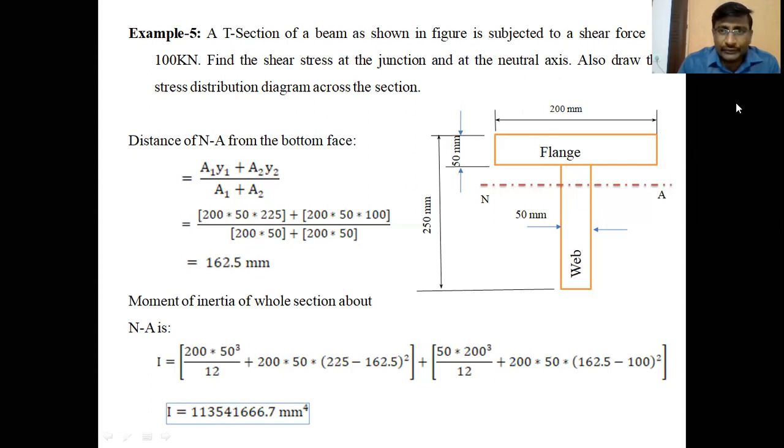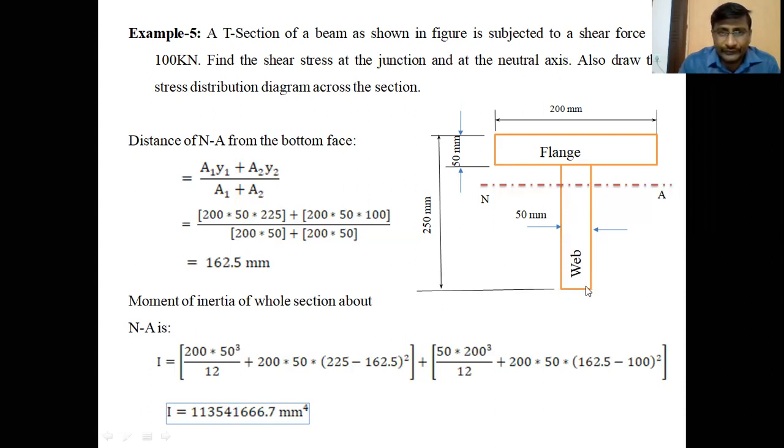A1 is 200 into 50 mm. 200 is the flange breadth and 50 mm is the thickness of the flange. And 250 is the overall height. Therefore, 250 minus the flange thickness of 50 mm, the height of the web is 200. So the height of the web is 200, and the thickness of the web is 50 mm.